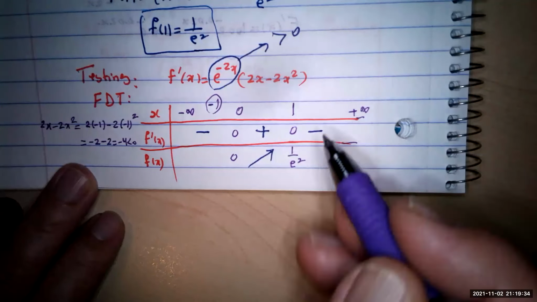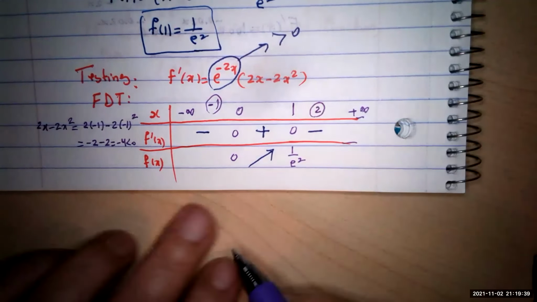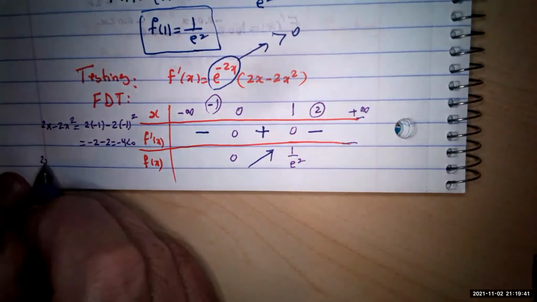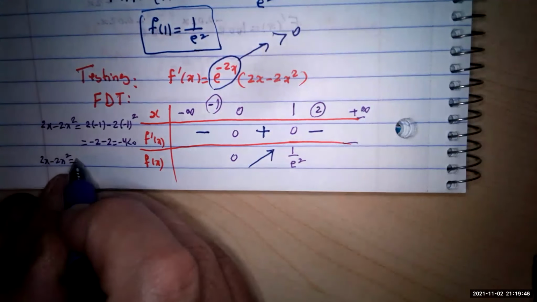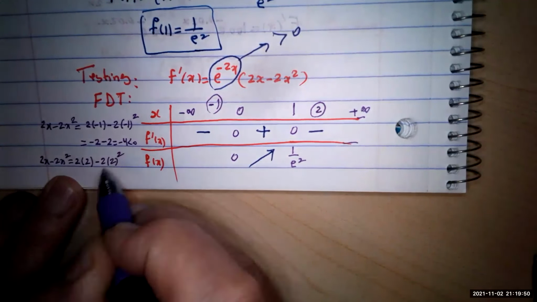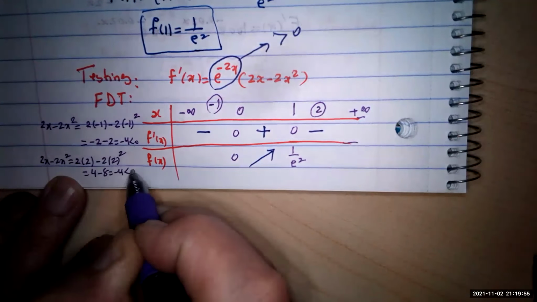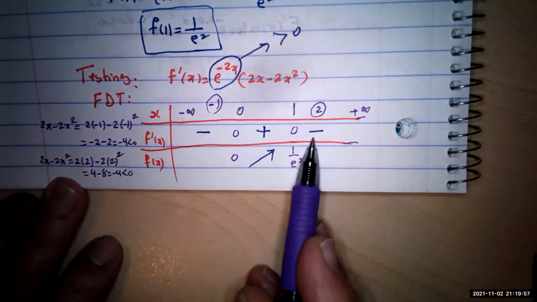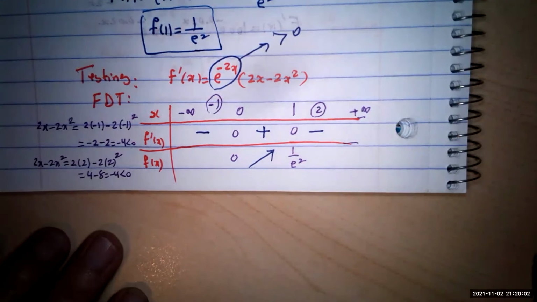Between 1 and positive infinity, you can pick a number like 2, for example. You don't need it, but you can check that. If you check the 2, 2x minus 2x squared, you replace the x by 2, so that gives you 2 times 2 minus 2 times 2 squared. So it's going to be 4 minus 8, which is a negative 4. It's negative. You don't need to bother about the exponential part because it's always a positive number. So you have two options, checking the numbers.